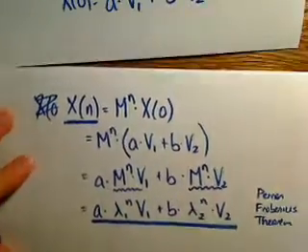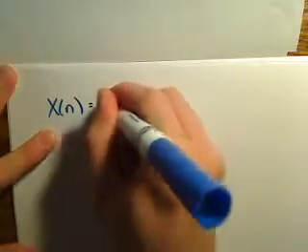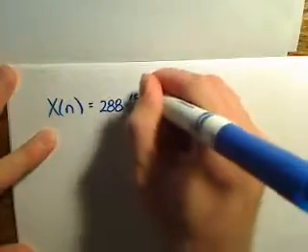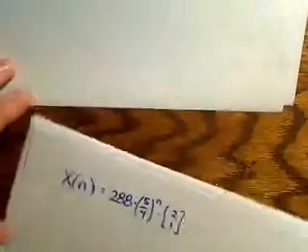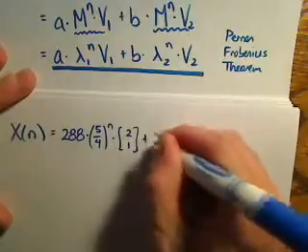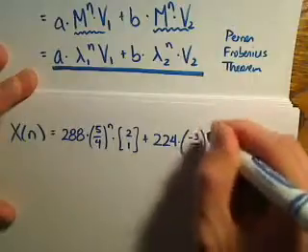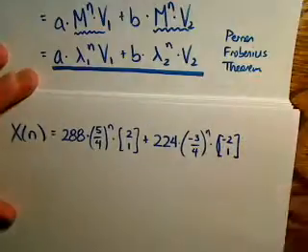Let's go back to the original concrete example to really see how this works. For the running example that we've been doing here, xn is going to work out to be 288 times that lambda 1, which is 5/4, to the n, times (2, 1), again just copying over from this, plus 224 times negative 3/4 to the n times the vector (negative 2, 1).